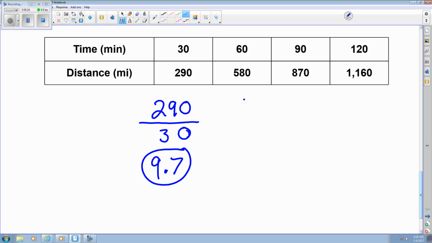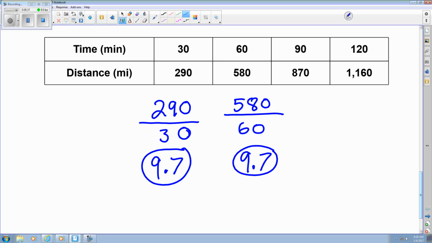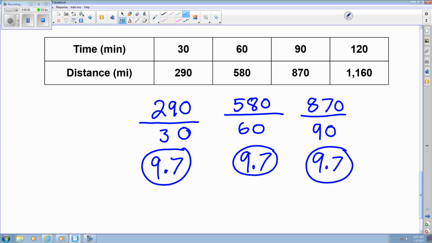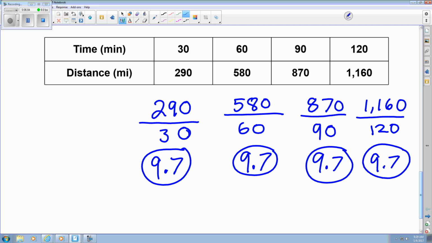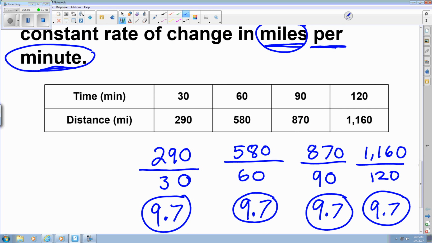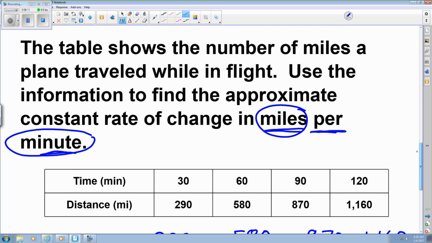Okay, what is 580 divided by 60? 870 divided by 90? And 1,160 divided by 120. So what would our explanation be here? We need to be more specific there.